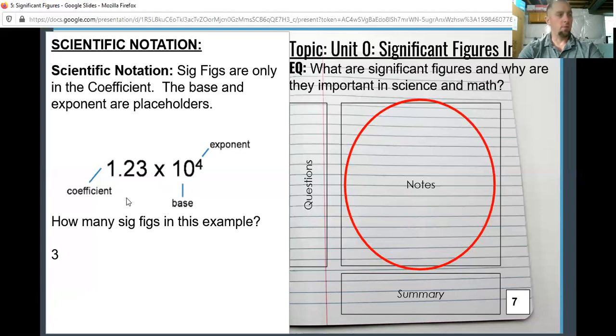The other thing to remember is you should always have one number to the left. You should have one number that's also a non-zero to the left of the decimal. So all of these values in the coefficient will always be significant, assuming you wrote it properly in scientific notation.